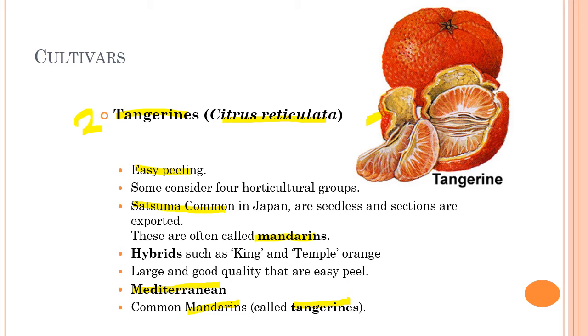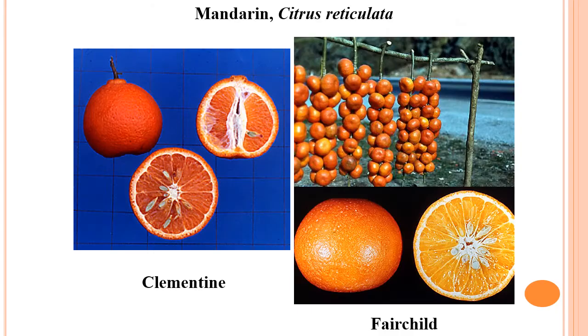Mandarin has a lot of seeds. Tangerine has fewer seeds, sometimes very little seeds. This is the mandarin, اليوسفي. And this is the clementine type, and there's a Fairchild. So you can see the number of seeds is not the same. Even the shape is a little bit different, but you know what mandarin is already.